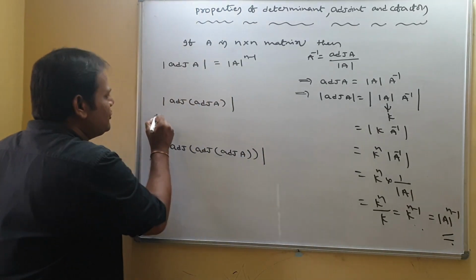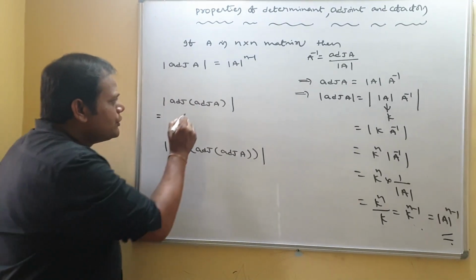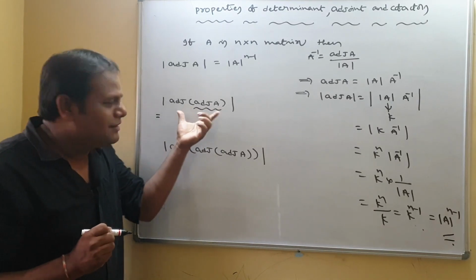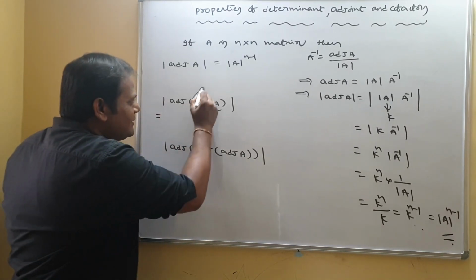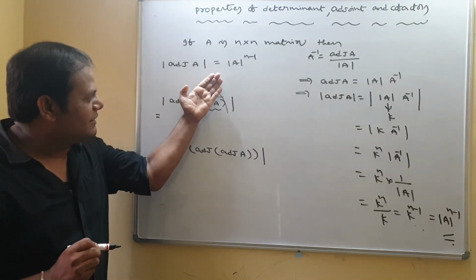See now, coming to this, det adjoint of adjoint A. You treat this as A. Then you treat it as A. Okay. Now it is like adjoint A. It is A.